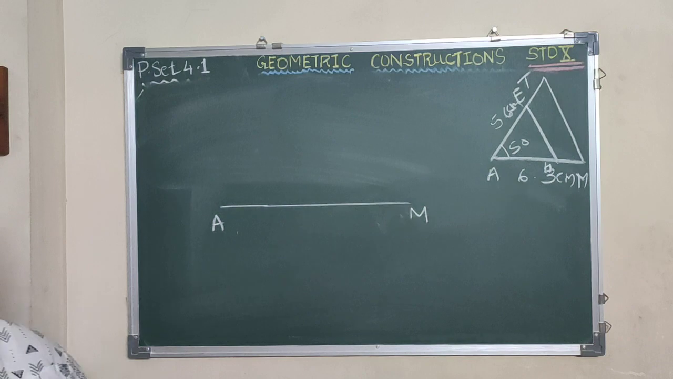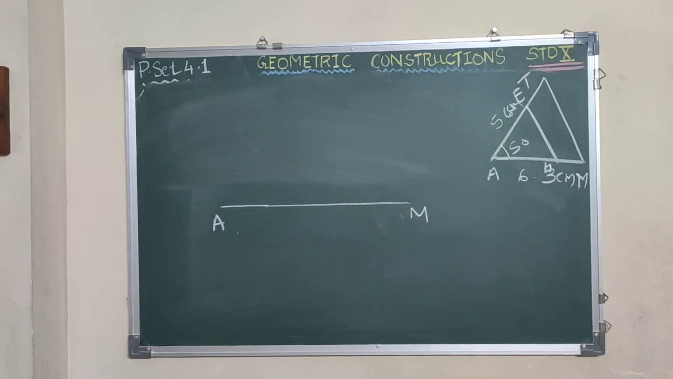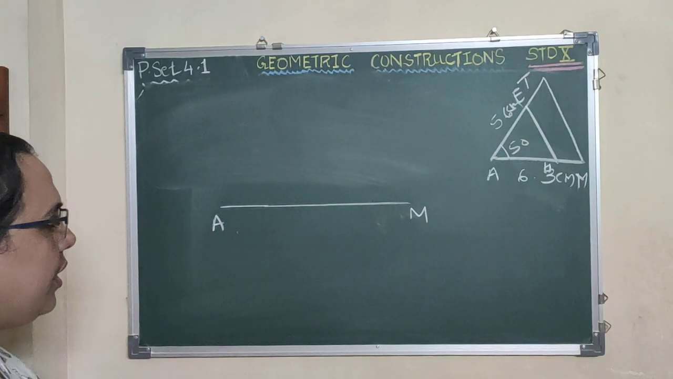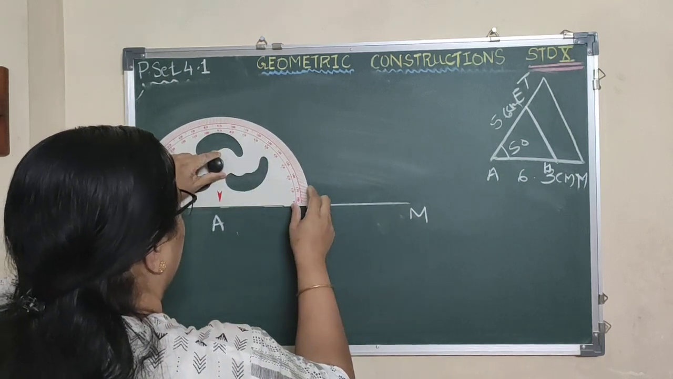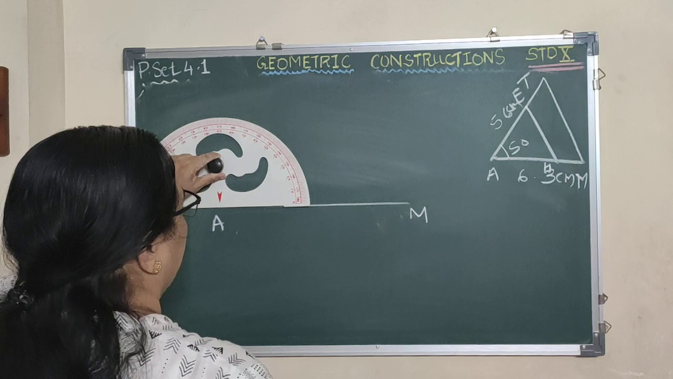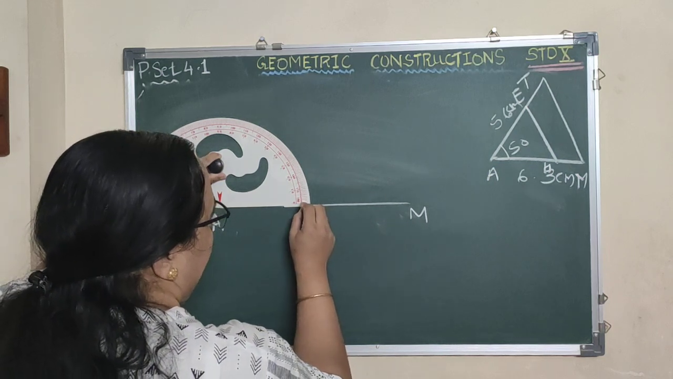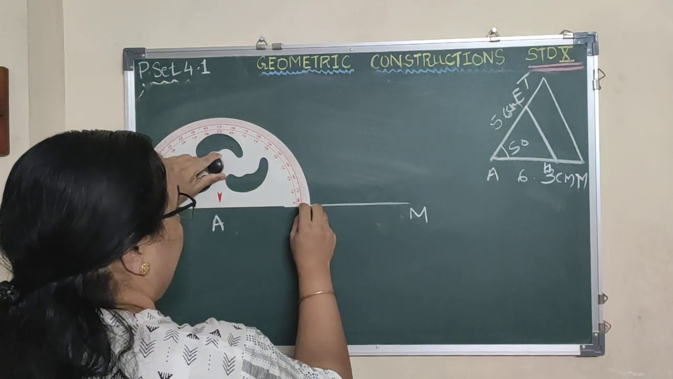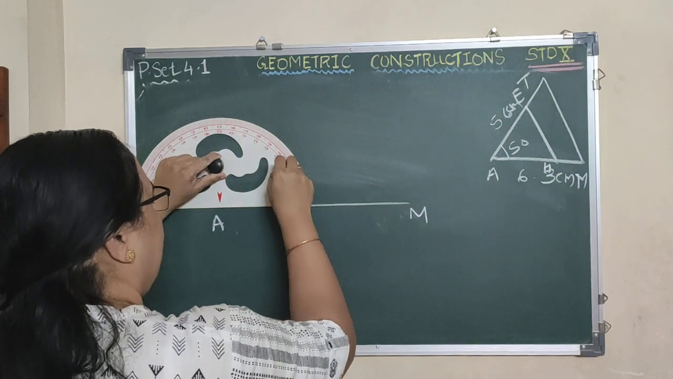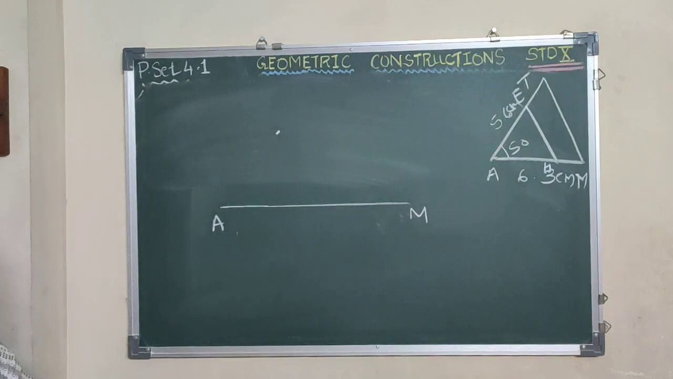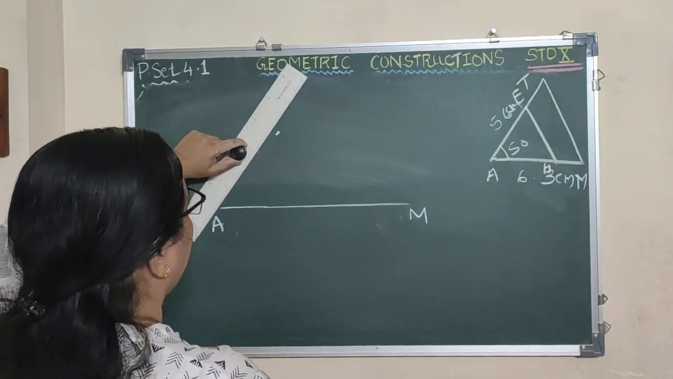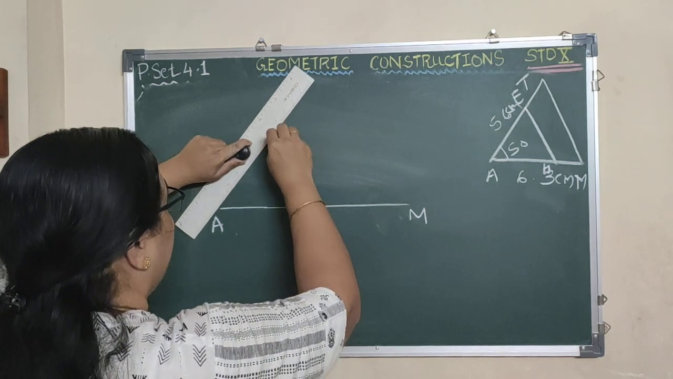Next we take the protractor to draw the angle 50. So we keep at point A the center point of the protractor and the 0 is along the line AM. We have to take 50: 0, 10, 20, 30, 40, 50. So we mark at 50. We draw a ray passing through point A and the point taken.